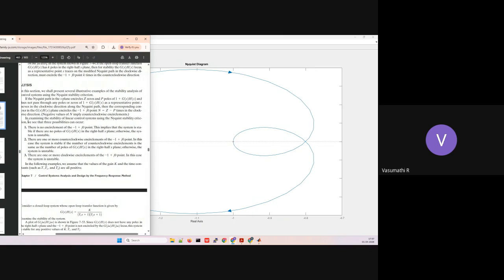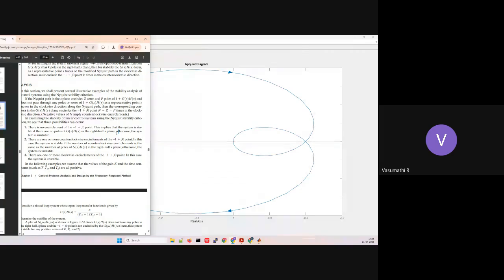See, if there is no encirclement of the -1 plus j point, we saw this stability criterion formula last time, right? It is N equal to Z minus P. So the beauty of this Nyquist plot is, in the first part of this session, we learned how to draw a Nyquist plot. The second part, now I am going to cover how to find the stability of any system using these Nyquist plots. Once we draw the Nyquist plot for any system, from that, we will be able to tell whether the closed loop system is stable or not only from the plot or from the open loop poles and zeros.